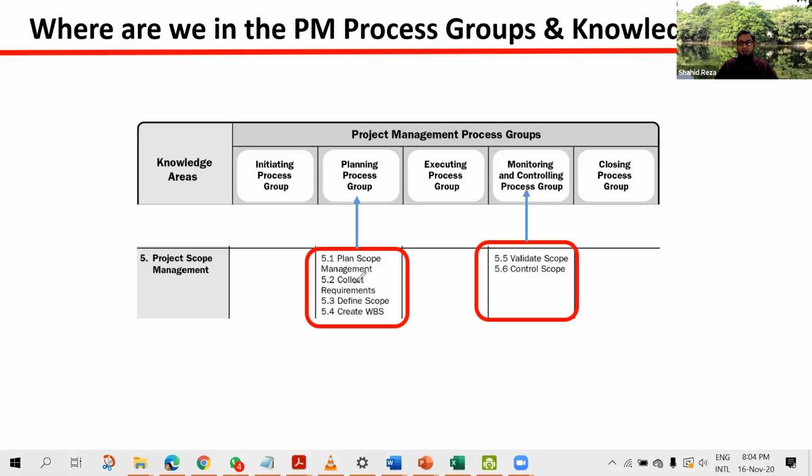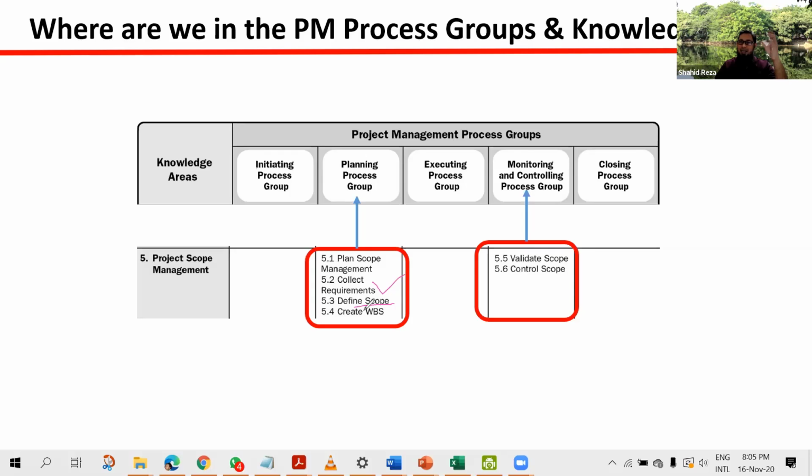Then define scope. In collect requirements, we are trying to collect as many as possible, all the requirements that stakeholders are providing us. But what is define scope? Define scope is actually your project team's work. That means stakeholders will tell a lot of things in different language. But as a project management team expert, now you have to define those requirements and define the final scope for your project.